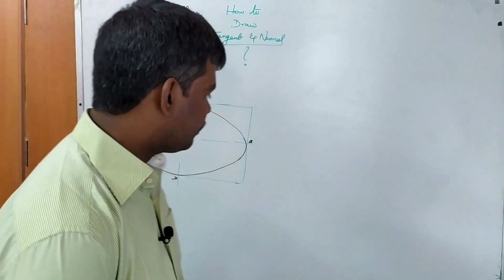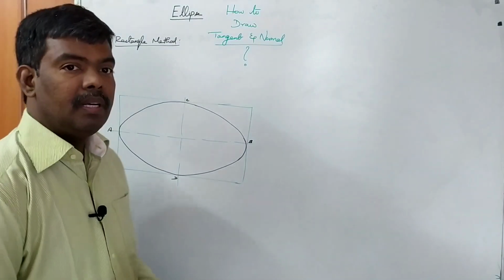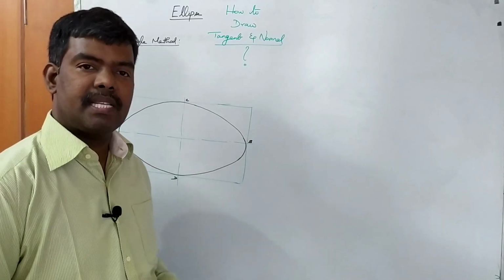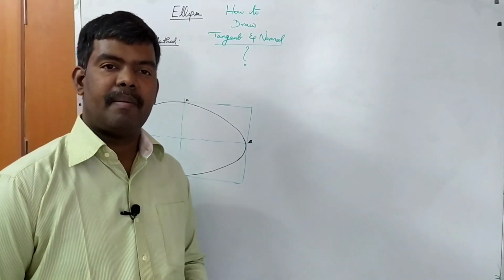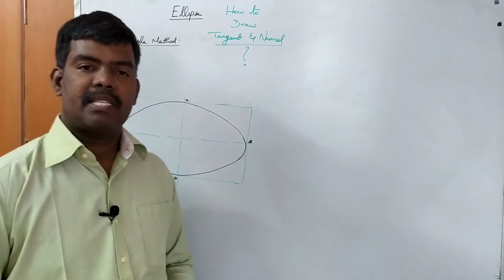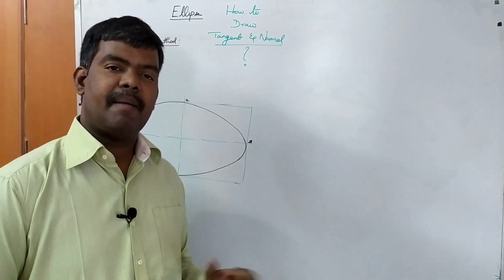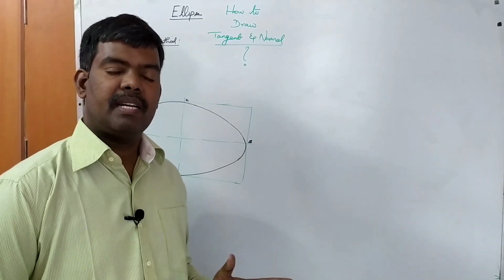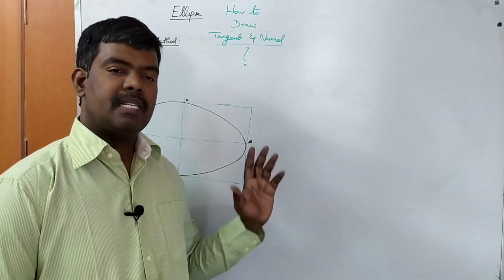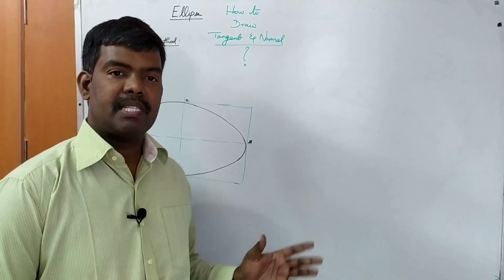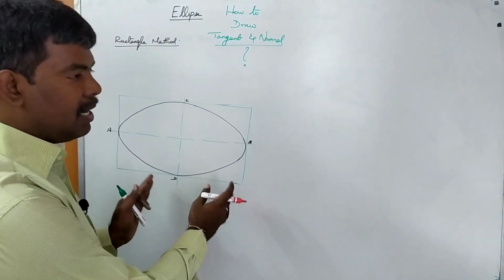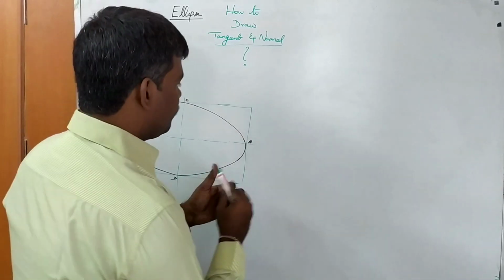Now, in the last video you learned how to construct an ellipse using the concentric circle method, based on a given major axis diameter, 100 mm for example, and minor axis diameter, 70 mm. In the rectangle method, those values are linear dimensions. In the concentric circle method, those values are diameters. So for example, this is the already constructed ellipse.